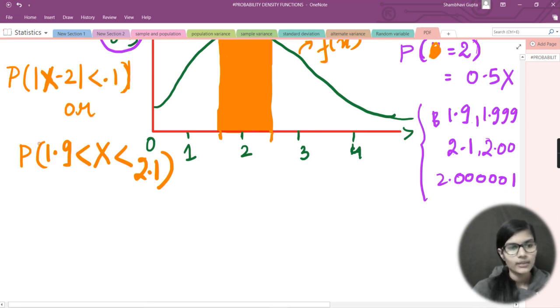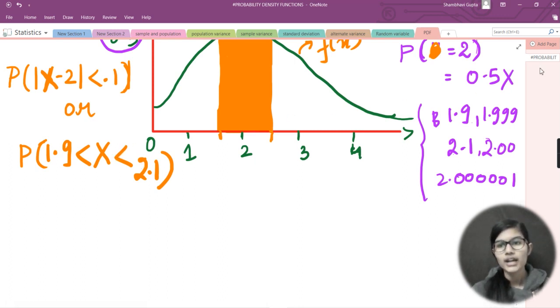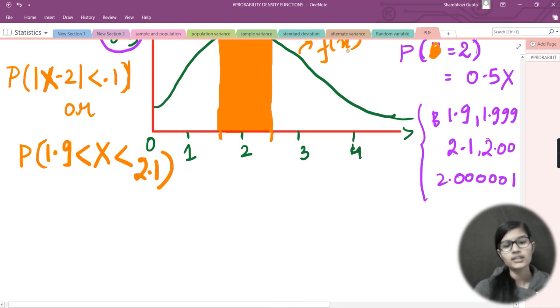So this is what I mentioned here, that the probability of X should be greater than 1.9 and less than 2.1. I have simply denoted it as f of x here. Now, those who have studied integrals must know that there is one more form to do these things, right?